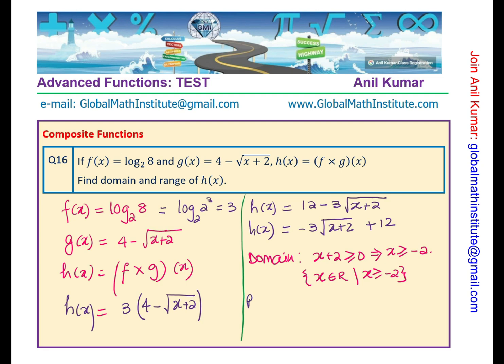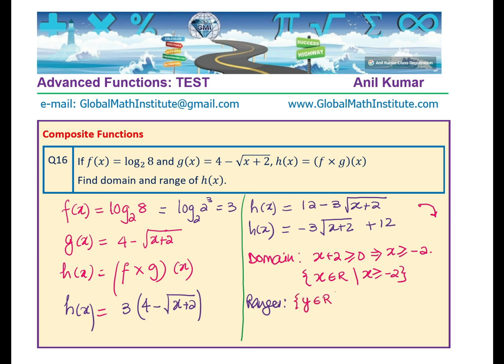Now let's look into the range. Now range of this function, the square root function has been reflected on the x-axis, right? So the graph of this function will be kind of like this, right? And it has moved 12 units up, and therefore the range is y belongs to real numbers where y is less than or equal to 12. Perfect. So that is how we are going to find domain and range of this composite function. I hope the concept is absolutely clear.